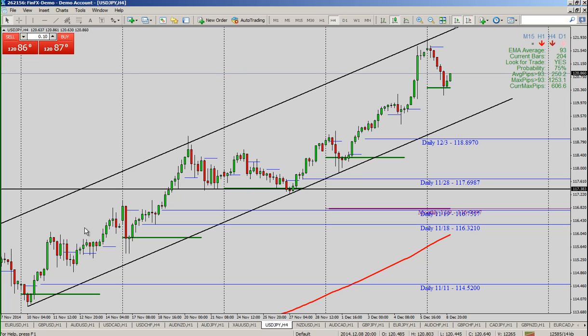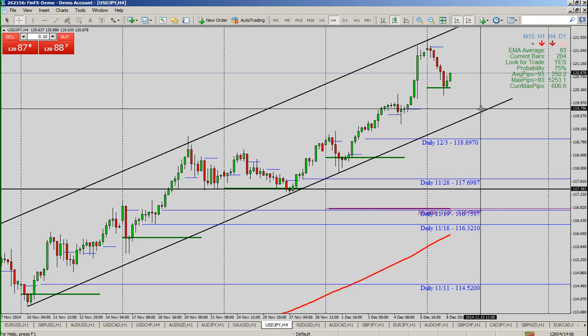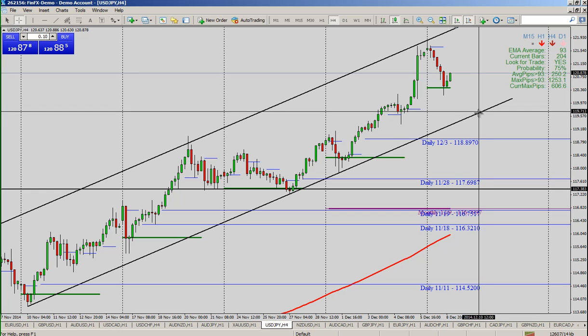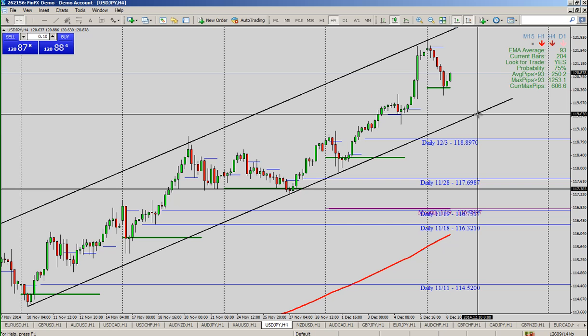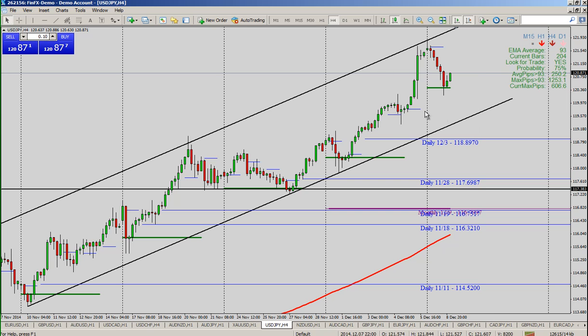So what I would like to do is watch this channel. This is a little over a month's worth, since early November. I think a nice little pullback into the bottom of this channel. Yeah, Adrian, below 120, just below 120. If we can hit 119.50, that general area, I think that's going to be a really good spot to get long dollar yen and just trade the channel.